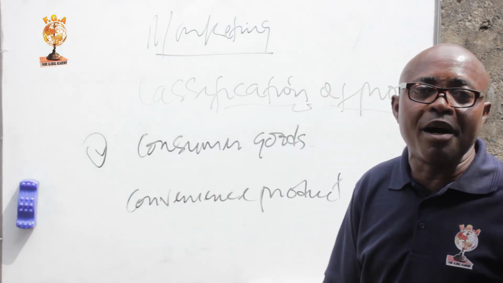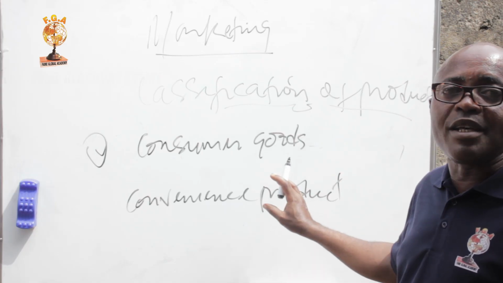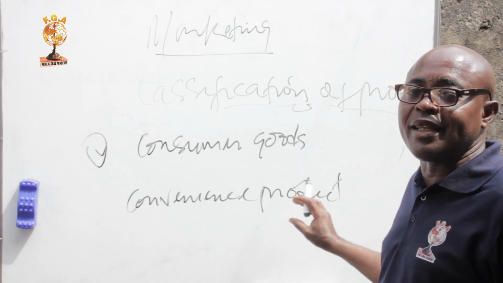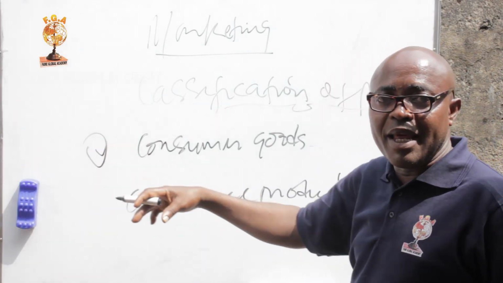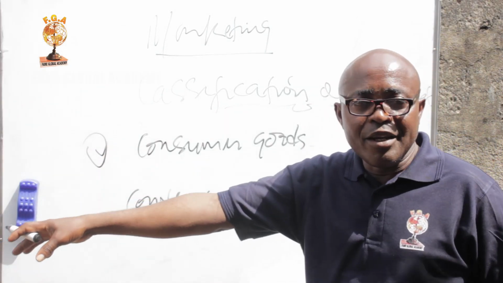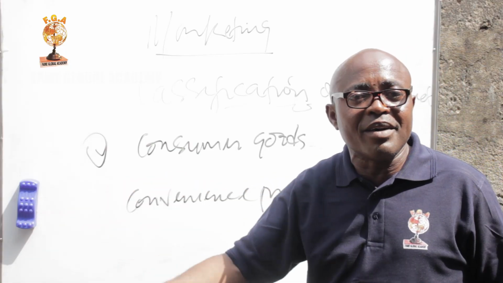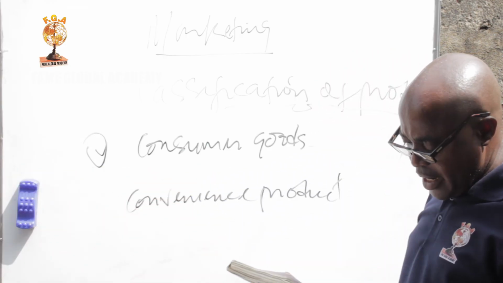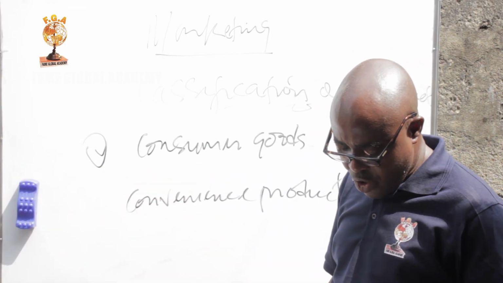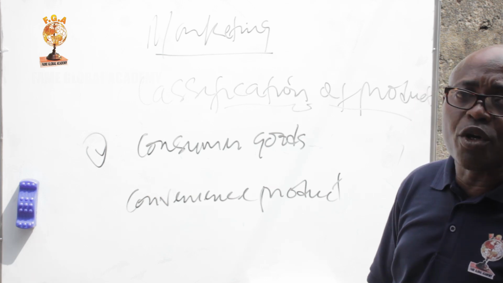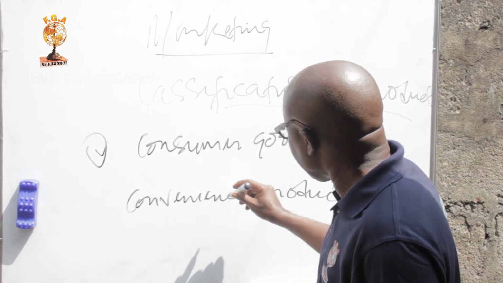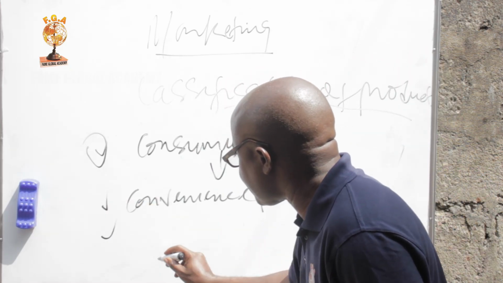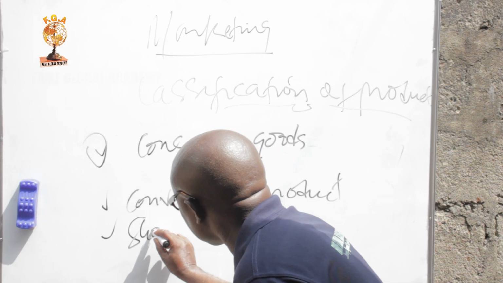You can be sleeping in your house and you feel there's no toiletry. Let me go and pick this item. You just go nearby and pick it. Cigarettes, and sometimes soft drinks, you pick across the road there. Now, inside the consumer product, you have the one we refer to as a shopping product.